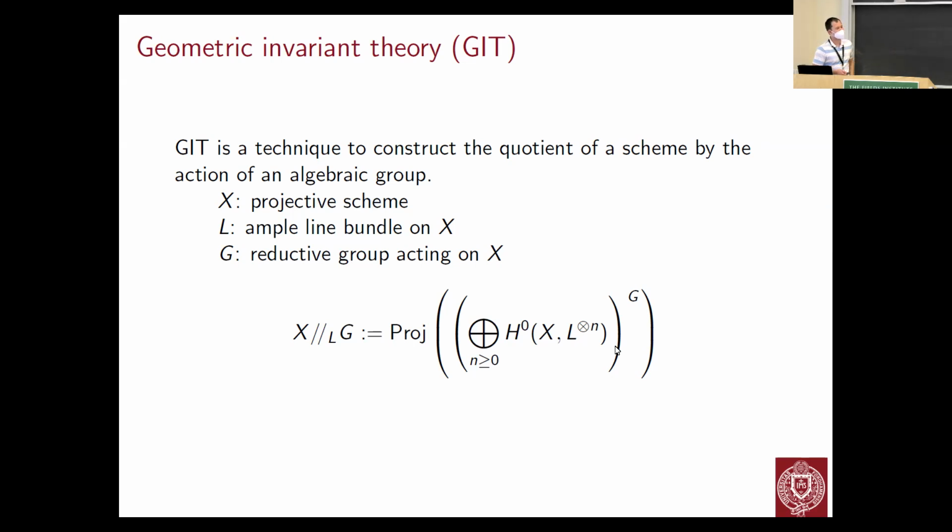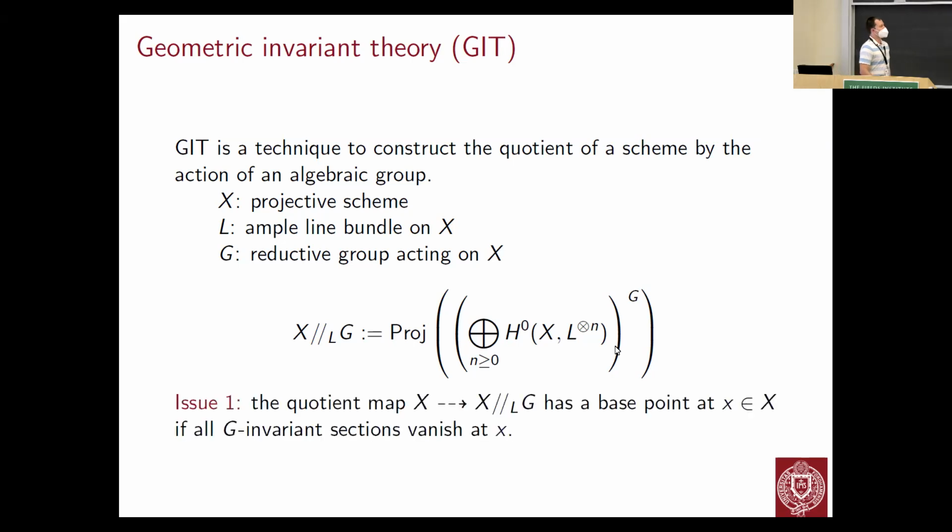Okay, so here's where things get to be a little bit weird. If you're coming from topology or even differential geometry, you generally expect your quotient morphisms to have nice properties. And so the first thing that goes wrong in GIT is that you don't always get a morphism from X to the quotient, which is what you probably would expect. And it's easy to see what can go wrong. If all of your G-invariant sections vanish at a point, well, we don't get the point 0, 0, 0, 0 in projective space. So that's going to be a problem.